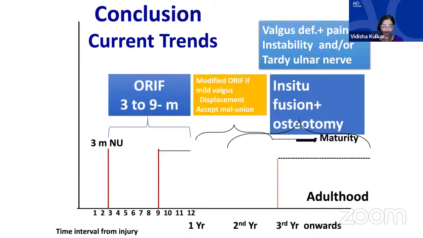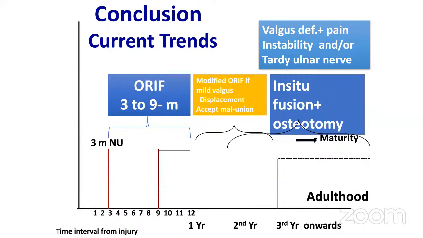So in conclusion, patients presenting before 3 months, you can call it delayed presentation and you can always go for ORIF. Patients presenting from 3 months up to 8 to 9 months, you can still go for open reduction internal fixation. And for patients presenting more than 1 year up to 3 years, you can go for modified ORIF with minimal cubitus valgus deformity and accept the malunion. You may do bone grafting in the metaphyseal area.